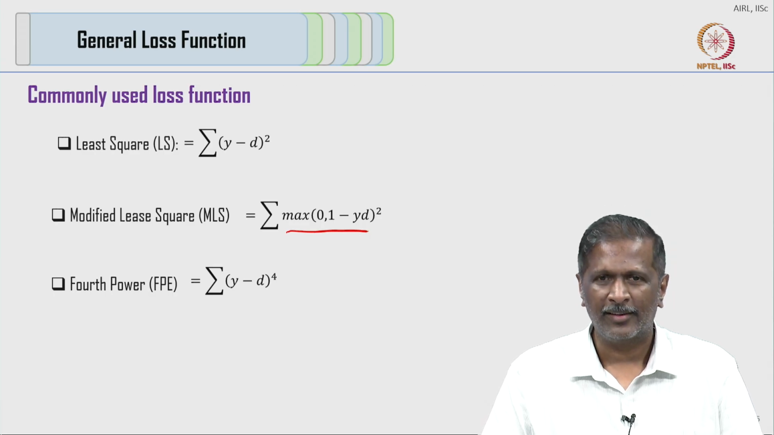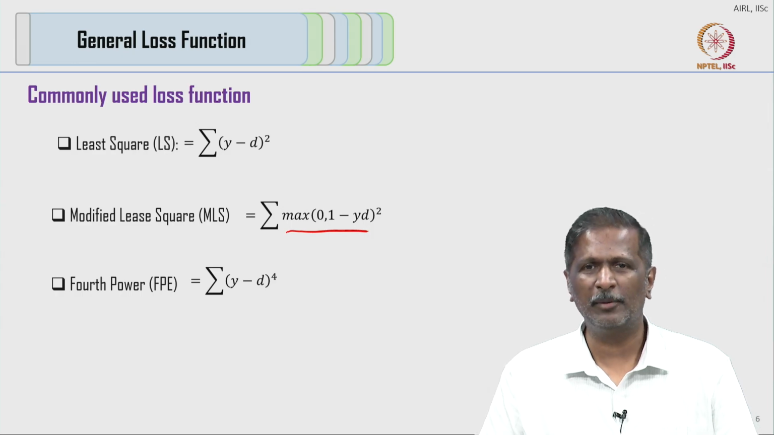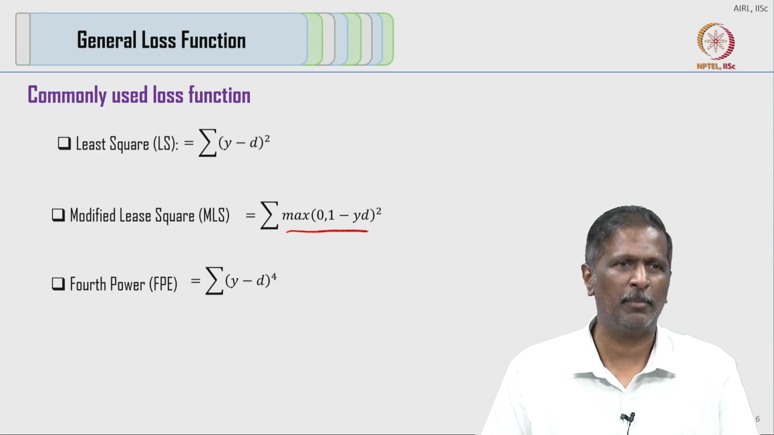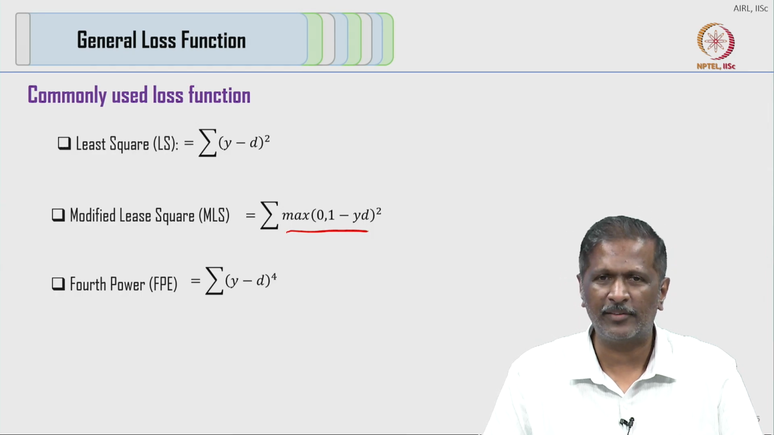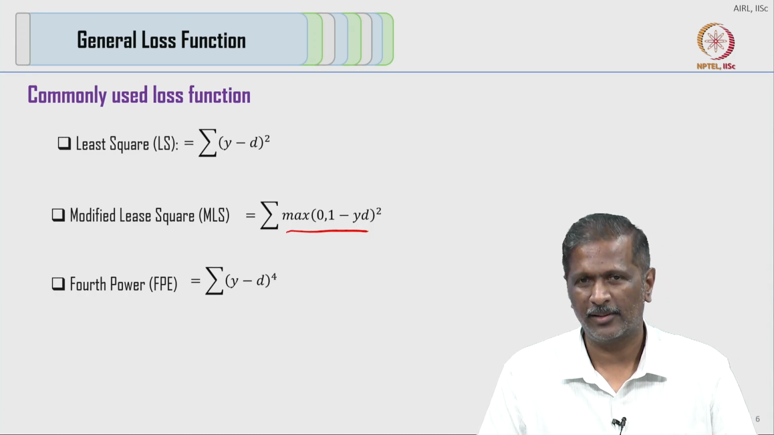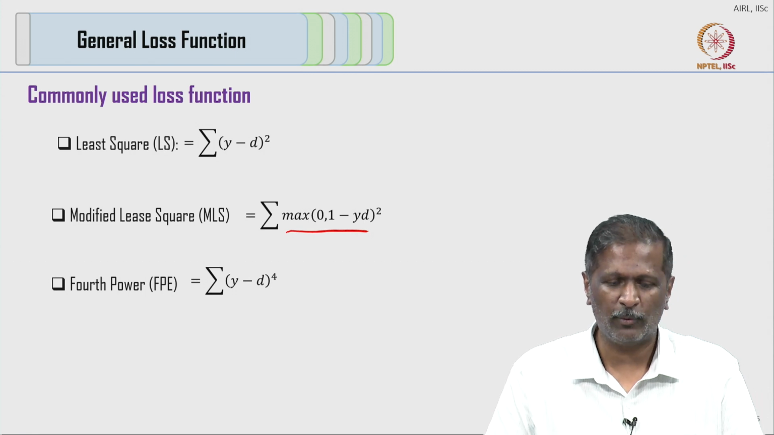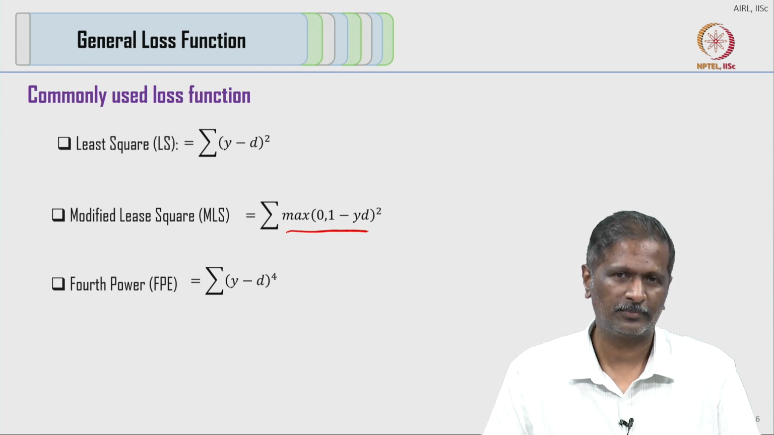The other way around, I want 1 but you are predicting -2. You are saying that this is not an apple, that you are 200% confident it is not an apple. Then I might have to penalize. How do I do it? One way is to go for the 4th power, y minus d whole power 4.